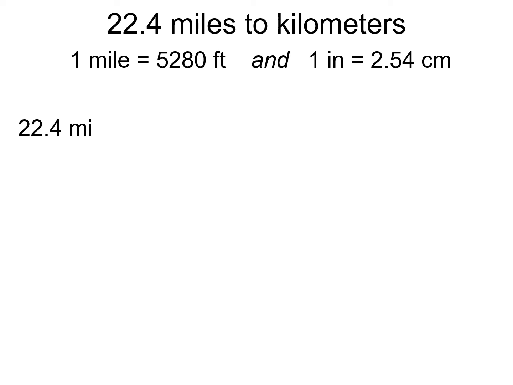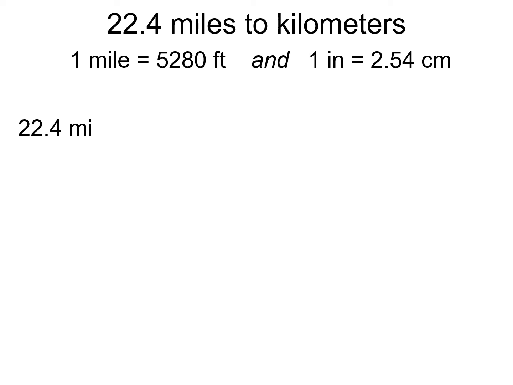22.4 miles to kilometers. Well, a couple of conversions you probably want to know: 1 mile equals 5,280 feet. Another conversion is 1 inch equals 2.54 centimeters. Now that's exactly the case. When the SI system was being developed, the people who were developing it noticed that 1 inch was approximately equal to 2.54. So the scientists defined 1 inch to be equal to 2.54.